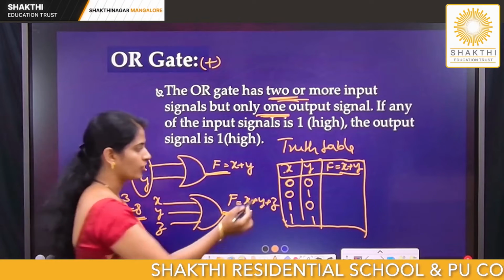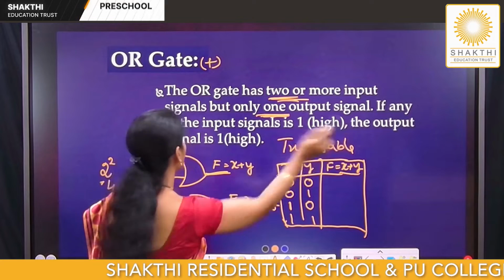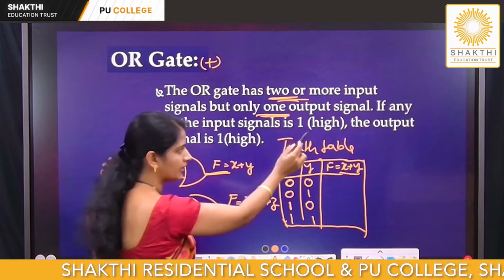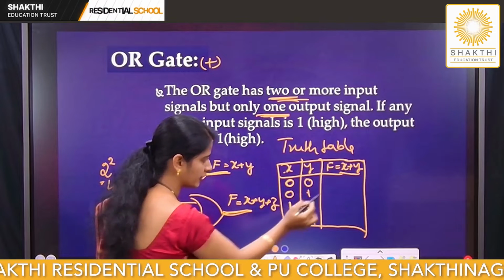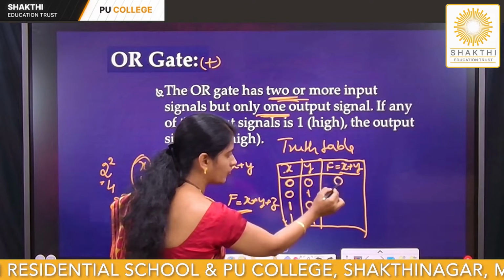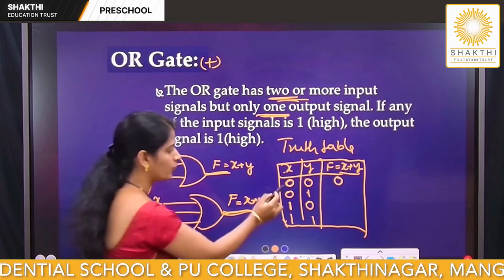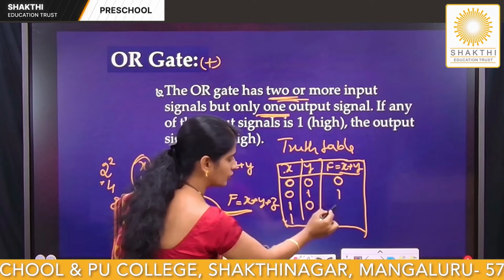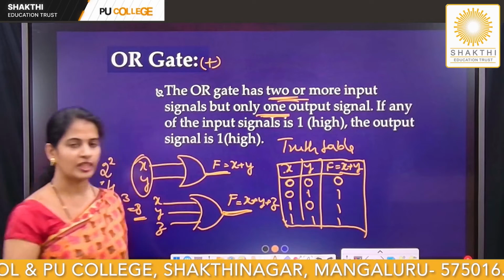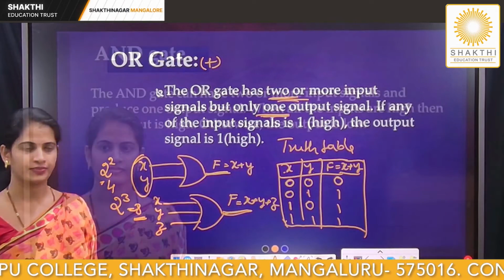Let's see what the output will be. If any of the input signals is high, the output signal is high. That means this is high, this is high, this is high. Only 0: the OR gate produces 0 only if all possible inputs are low. For other values you have high. This is the truth table for the OR gate.